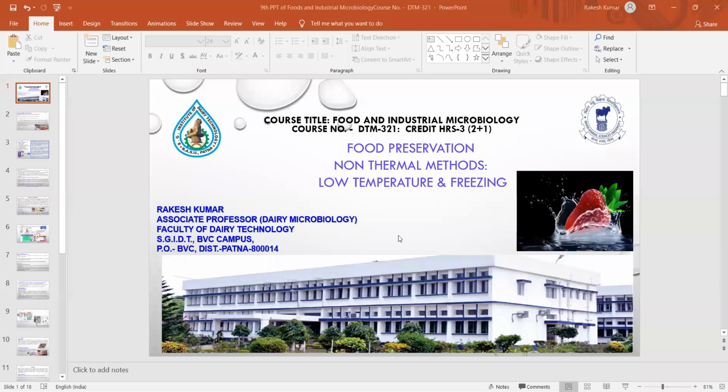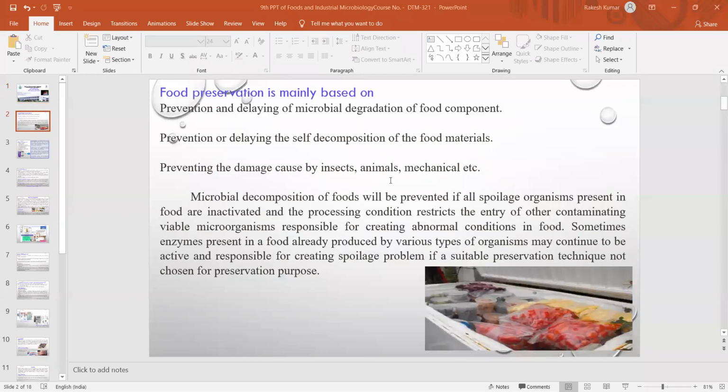So today's topic is food preservation by non-thermal methods. Today we will discuss the preservation technique in which we are using low temperature as well as freezing of our food items. So what generally happens in food preservation?